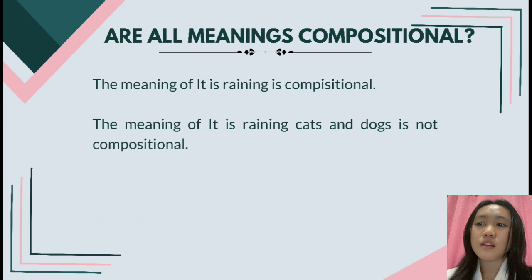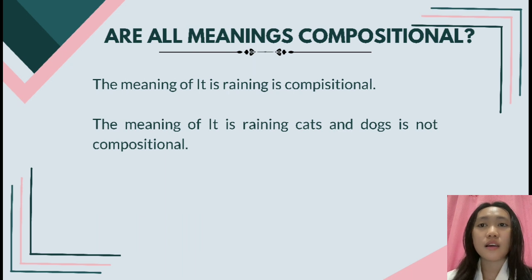So, the question is, are all meanings compositional? The meaning of "it is raining" is compositional, while the meaning of "it is raining cats and dogs" is not compositional. Because "it is raining" has compositional meaning, you can understand it by combining the meanings of the words: "it," referring to the weather or situation, and "is raining," indicating the action of rain falling.